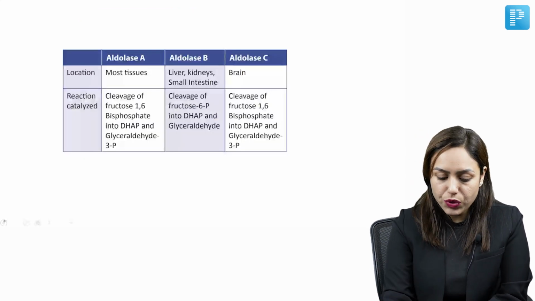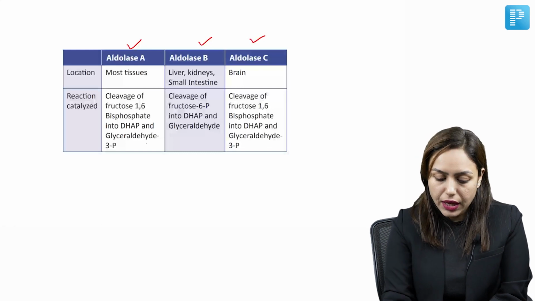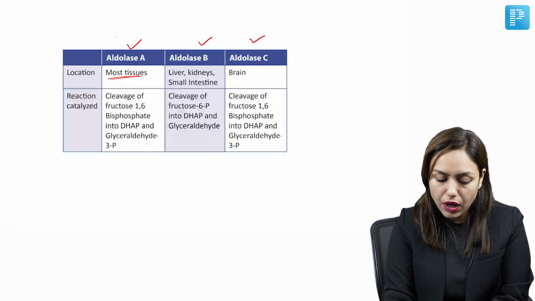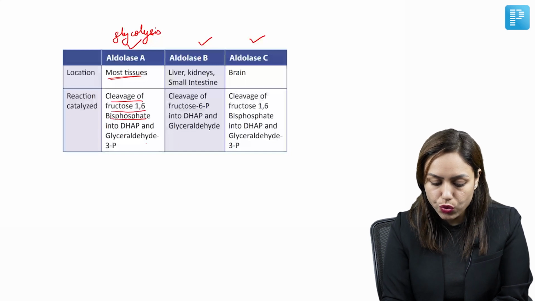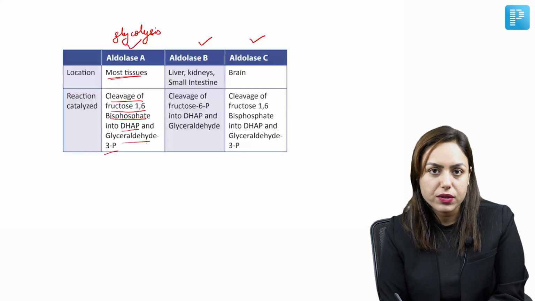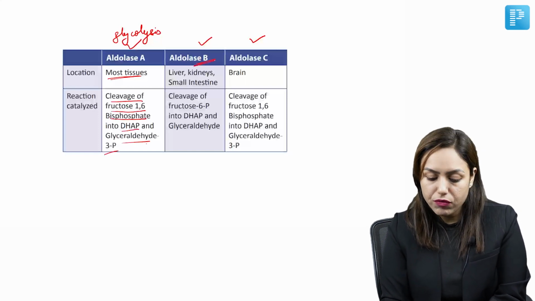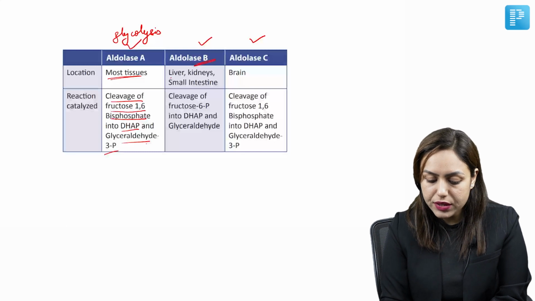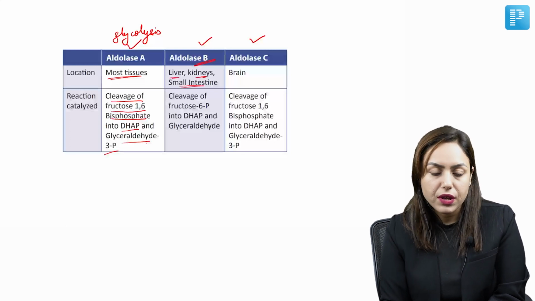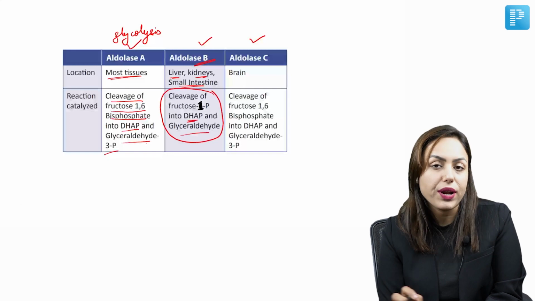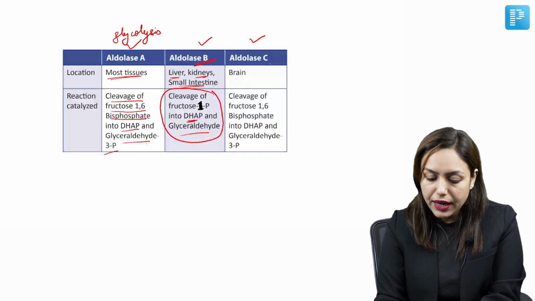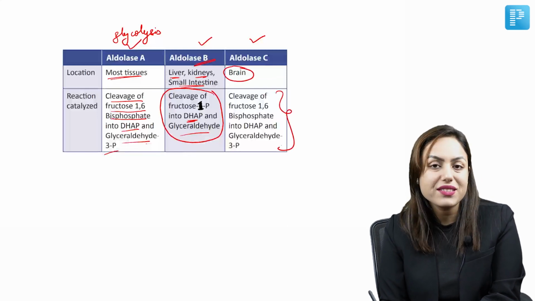Then we can do the differences between aldolase A, B and C. Aldolase A is present in most tissues, and this is the enzyme involved in glycolysis in most tissues. The reaction is cleavage of fructose 1,6-bisphosphate to DHAP and glyceraldehyde 3-phosphate. In the case of aldolase B, which is for fructose metabolism, it is only present in the liver, kidneys and small intestine. This aldolase B causes cleavage of fructose 1-phosphate into DHAP and glyceraldehyde, right? We already did that. Then aldolase C is a special enzyme present in the brain, and it will do the same reaction as aldolase A.